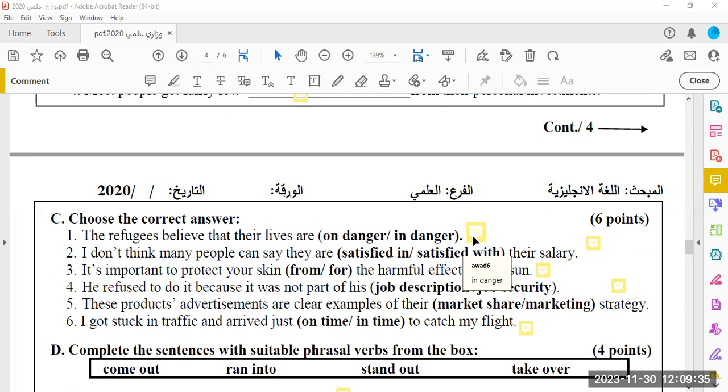Number 2. I don't think many people can say they are satisfied with their salary. Okay. Satisfied with. Thank you. Yes, not satisfied. Noor Rabi', number 3. It's important to protect your skin from the harmful effects of the sun. Ahmed Maher, next one. Protect from harm. Come on, Abu Maher.